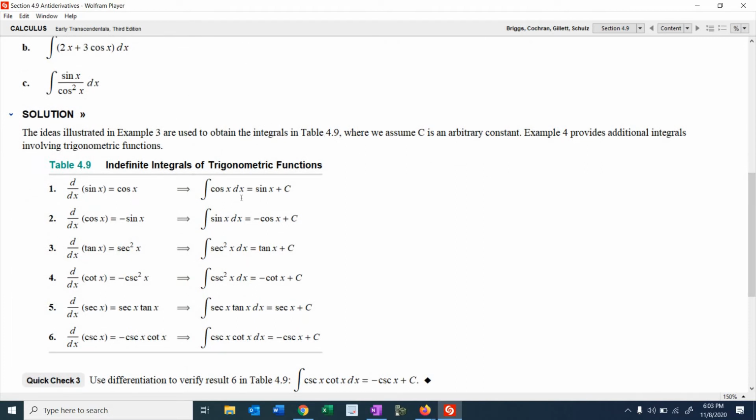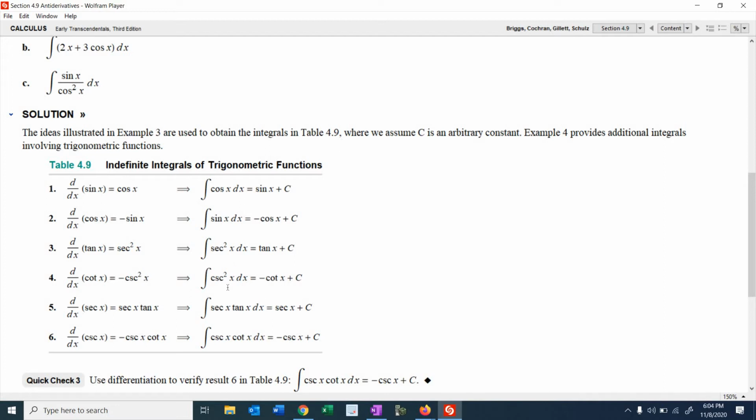So the antiderivative of cosine of x is sine of x plus a constant, and that's because the derivative of sine of x equals cosine of x. The antiderivative of sine of x, though, is minus cosine of x plus a constant, and that's because the derivative of cosine of x is actually minus sine of x. The antiderivative of secant squared of x is tangent of x plus a constant, and again, that's because the derivative of tangent of x is secant squared of x.